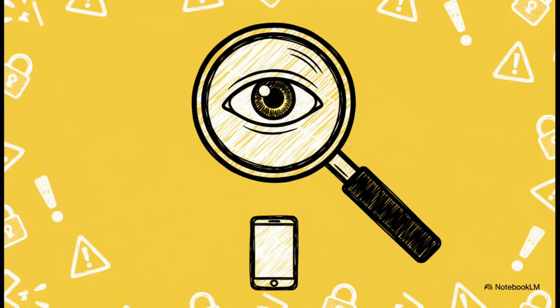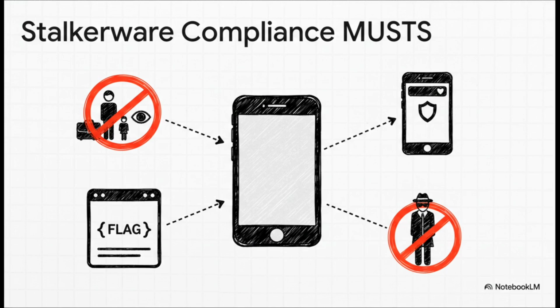Okay, now inside this whole spyware category, there's this one subcategory, stalkerware. And Google treats it with, let's just say, extreme seriousness. These are monitoring apps, and the rules for them are super, super strict. I mean, just look at this list. It shows you exactly how serious they are.